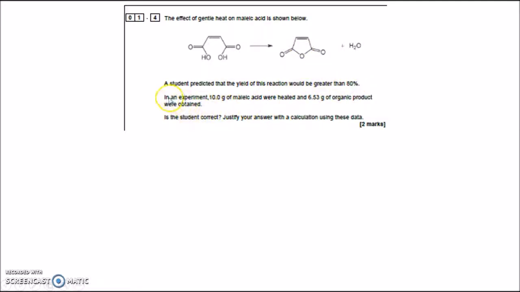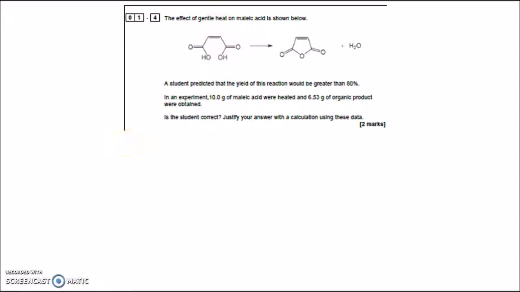80%. Okay, in an experiment, 10 grams of malic acid were heated and 6.53 grams of the product were obtained. So I know where I'm going straight away with this. Why would I be given grams? The only reason I'd be given grams is to use this formula I've given to work out MR, and moles is number of grams divided by MR. So let's work out the MR of this, use the number of grams, and work out the number of moles of this. Moles is always a useful value to have.